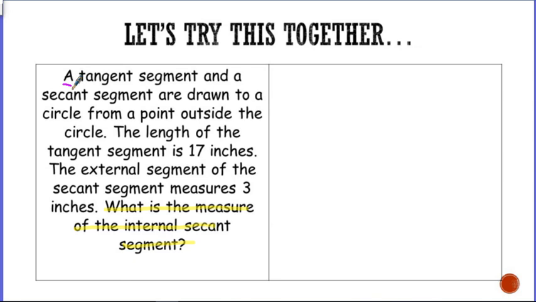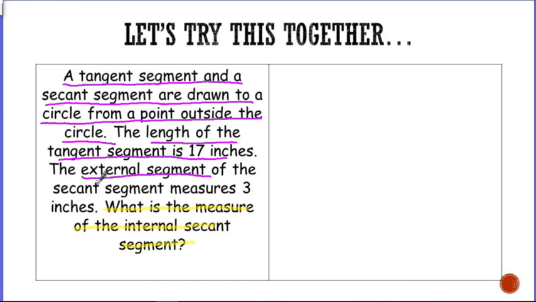So it gave me that there's a tangent segment and a secant segment. That's going to help me solve this problem, and they are drawn to a circle from a point outside the circle. That's important. And then it says the length of the tangent segment is 17 inches. The external segment of the secant segment measures 3 inches. So I got that going, so I'm going to draw a picture.